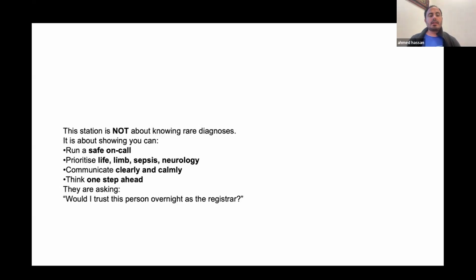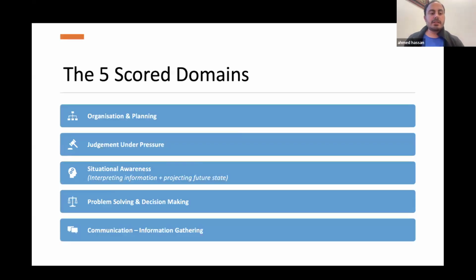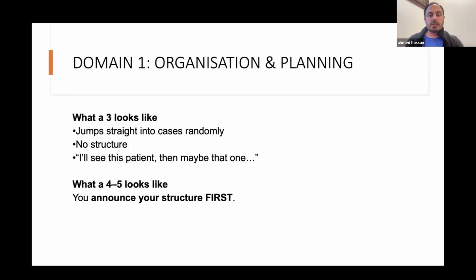Okay. Then there are 5 domains, as we did yesterday. The first one is organization and planning, then judgment under pressure, situational awareness, problem solving, and information gathering in the form of communication. The common domains in all the stations are information gathering, judgment under pressure, and situational awareness. If you're not good in any of them, you will lose a lot of marks in about 3 or 4 stations of the interview. So the first one is organization and planning.